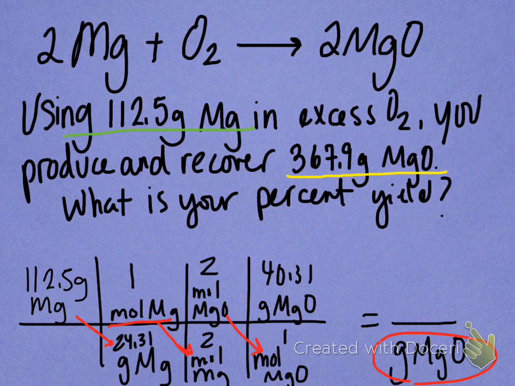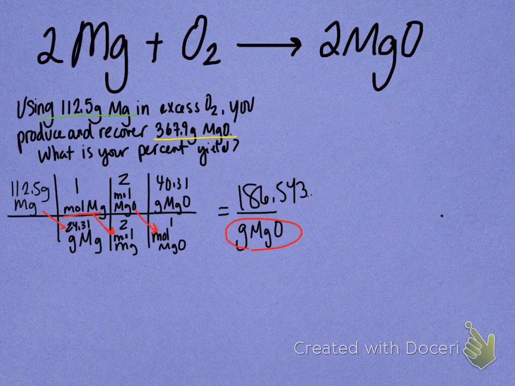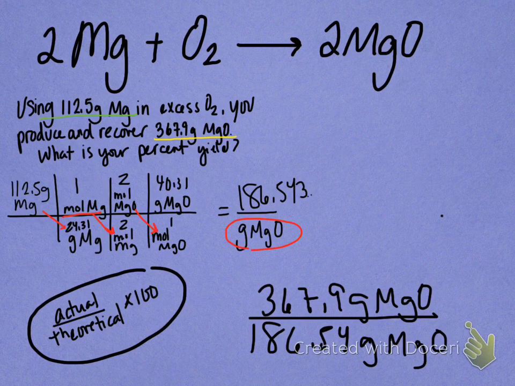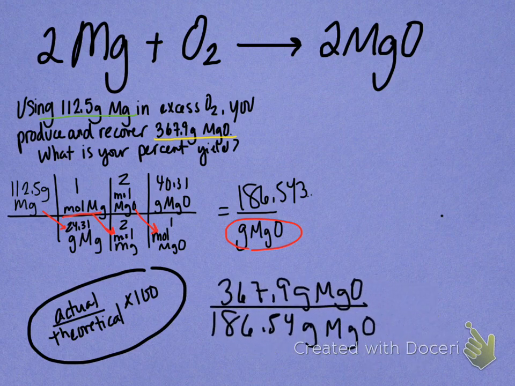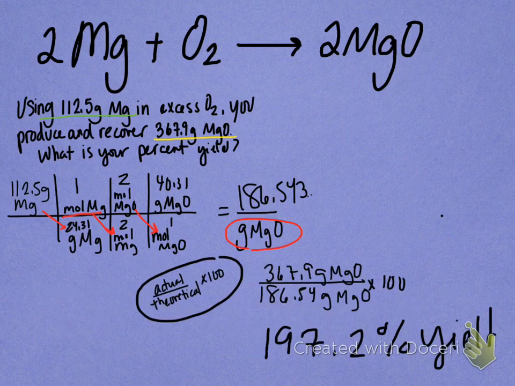Well, my raw answer, embarrassingly enough, is 186.543, etc. grams. Clearly, there's been a very serious error. But let's go ahead and go with it. This gives me a theoretical yield of 186.5436, etc., and an actual yield of 367.9 grams of magnesium oxide. Oh boy, something went horribly wrong. Oh boy, I get 197.2% yield. Well, obviously something went awfully wrong in the lab.